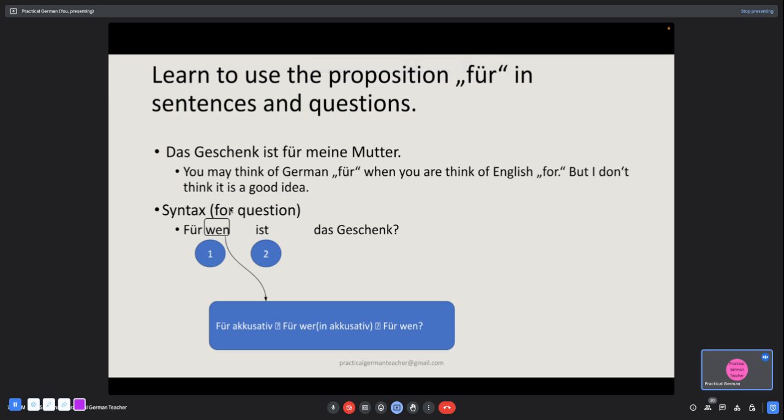The syntax for a question is very obvious. Für wen ist das Geschenk? For whom is the gift? So für takes accusative, and wer in accusative becomes wen. Clear what this blue box is saying? So who is wer, but here wer has to be in accusative, and that's why it is wen.